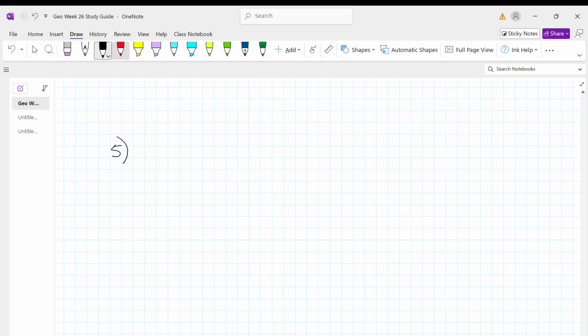Problem number 5: z squared over z plus 1, times z squared plus 3z plus 2 over z squared plus 3z.